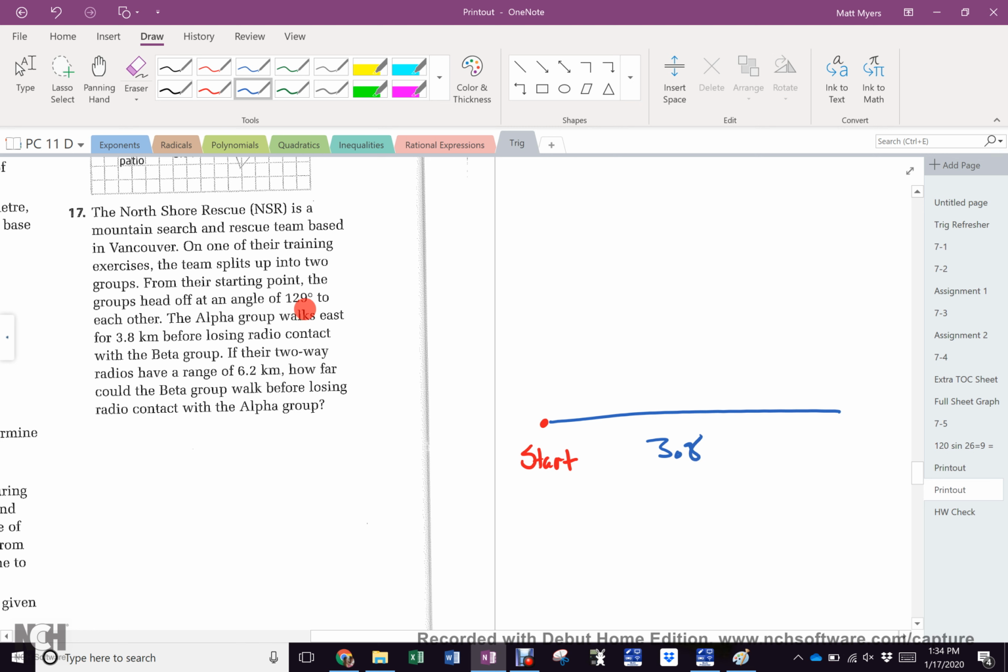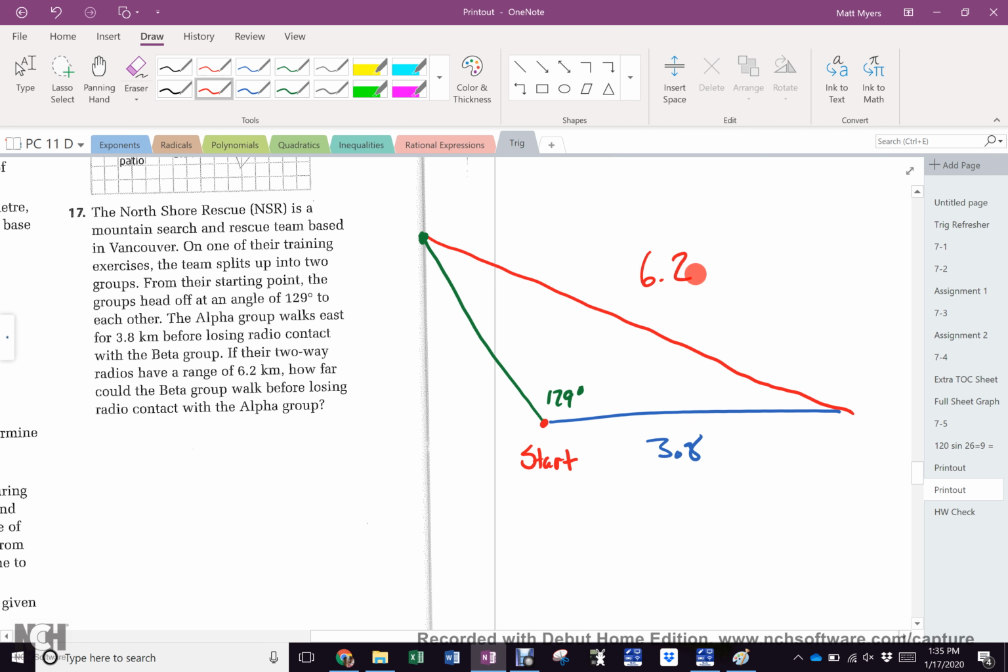Where does B walk? At an angle 129 degrees away. So B walks over this way, yeah? What does that make this? 129 degrees. Here's B. Do we know how far B walked? No, but they lost contact, didn't they? And they lose contact when the distance between them is what? 6.2. What do you do?